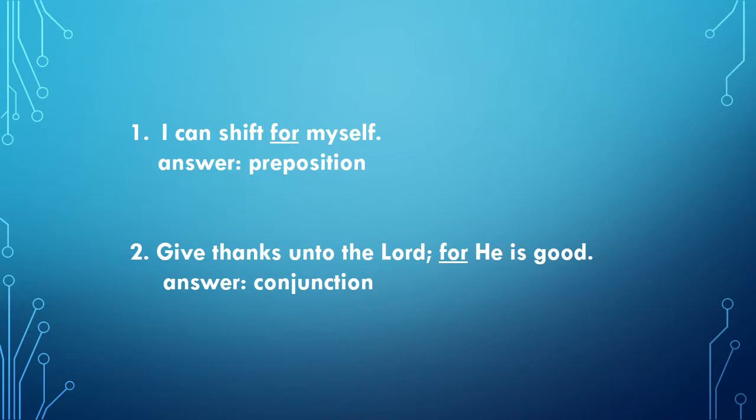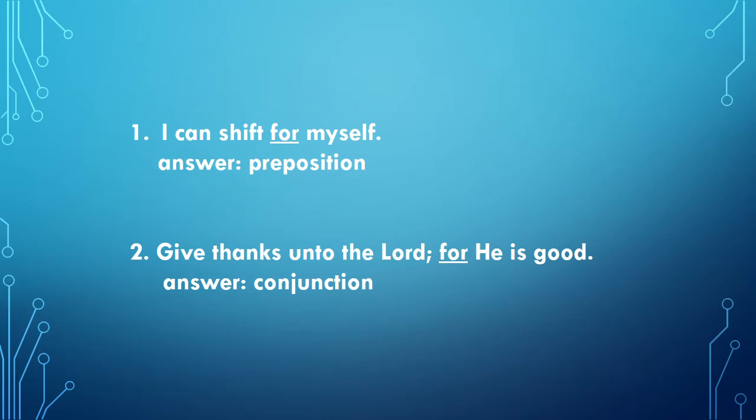Our first question is, I can shift for myself. Here for represents preposition. Why does it represent a preposition? See, when we are using the word for, what it is doing is, it is showing how the action of shifting stands in relation to himself. That's why it is a preposition.